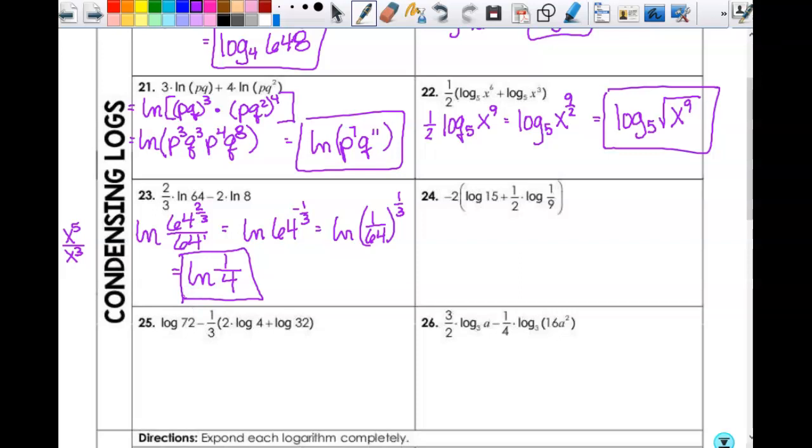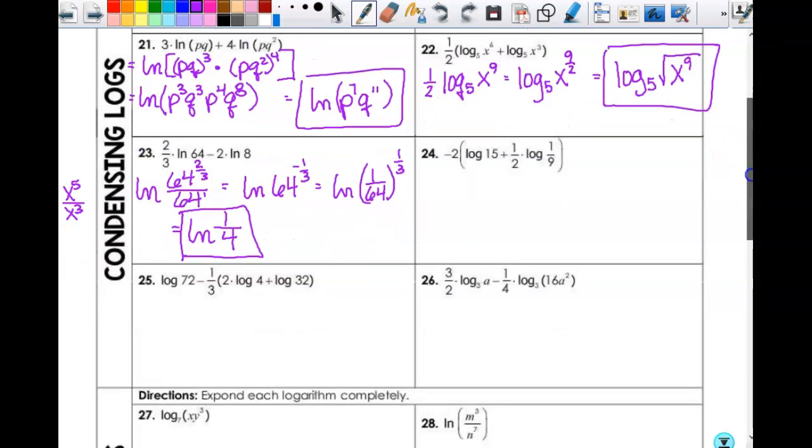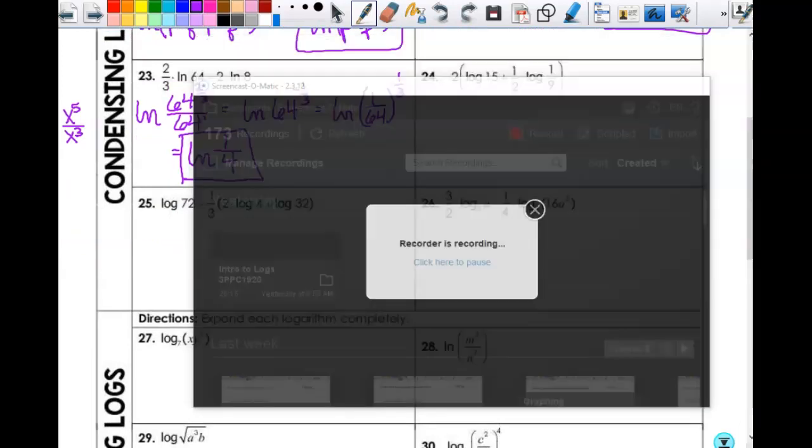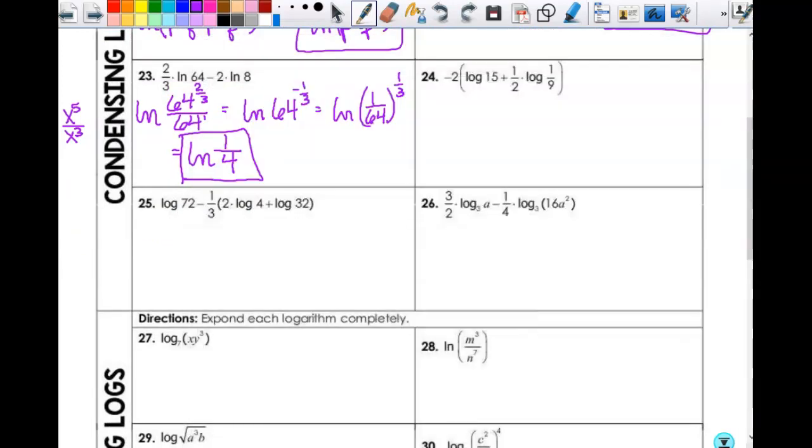So number 24, again, we have parentheses, so we're going to work from the inside out. And I really want to figure out why my border keeps disappearing. I can't pause. All right, so I'm going to work from the inside out. I'm going to leave this negative 2 out here.